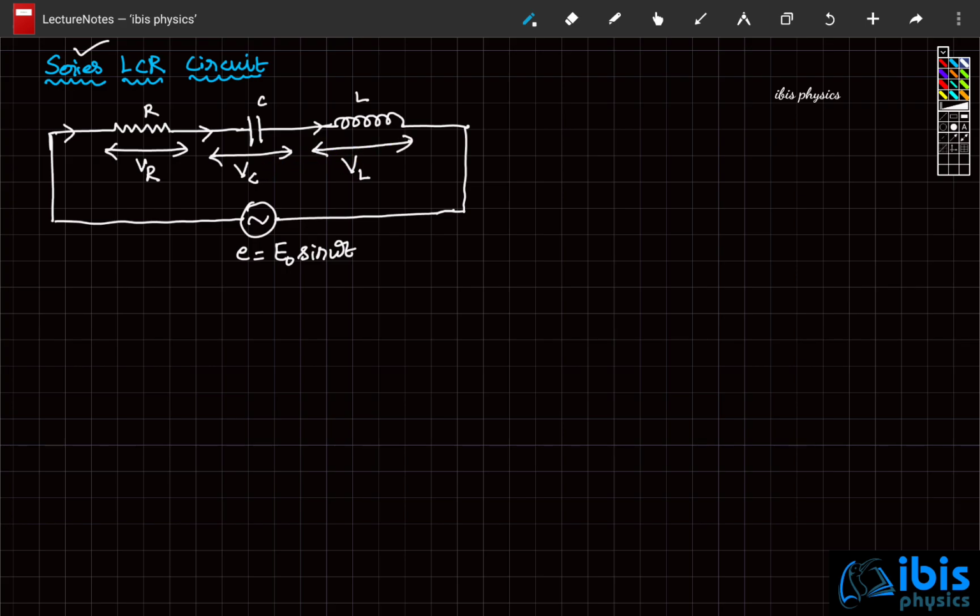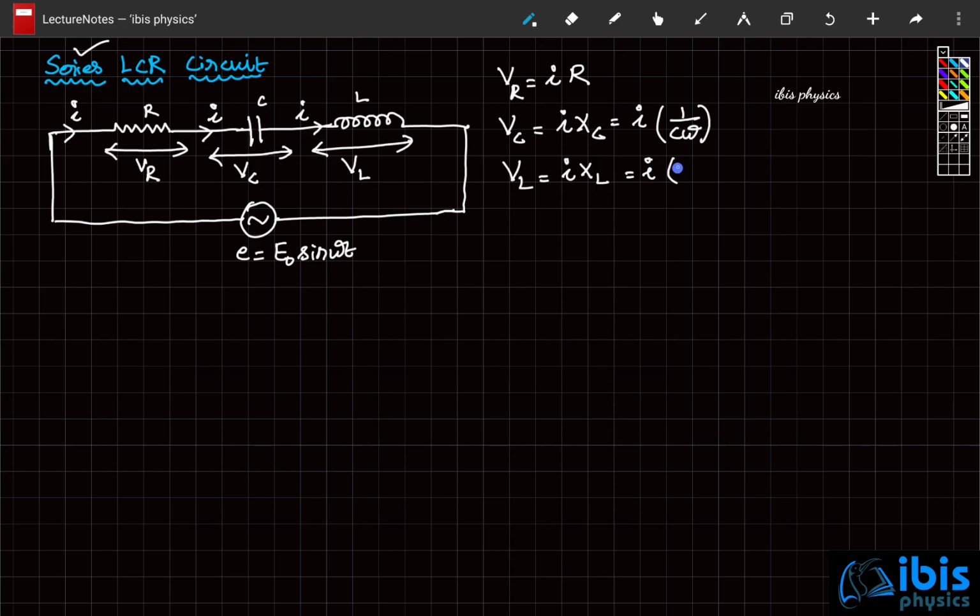Okay, so it is VL. Actually we have already written, since it's a series LCR circuit, all will have the same current. Voltage across the resistor is I into R. Voltage across the capacitor is I into XC, where XC is the capacitive reactance, and we write capacitive reactance as 1 by C omega. And voltage across the inductor is I into XL. This is the inductive reactance, XL is equal to L omega, where omega is the angular frequency of the applied EMF.